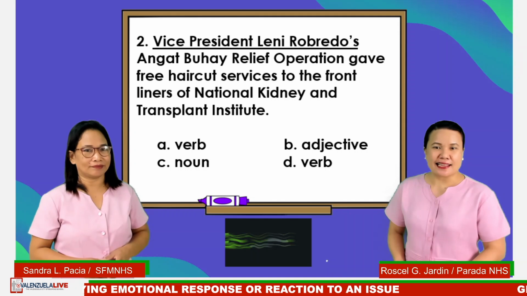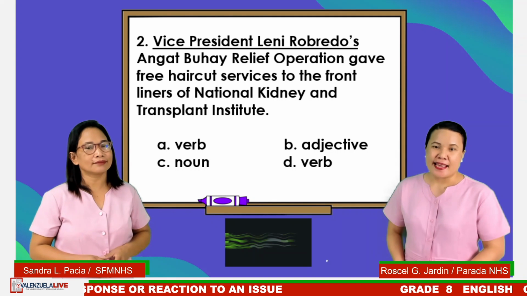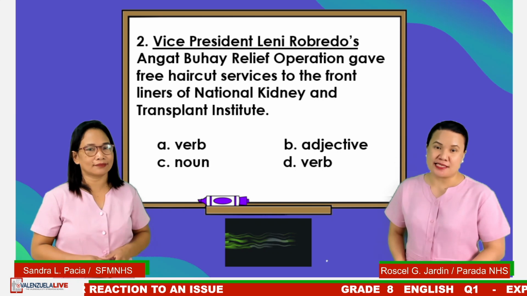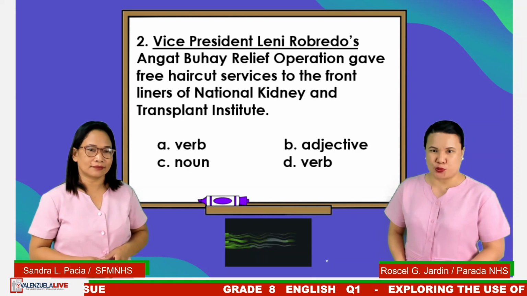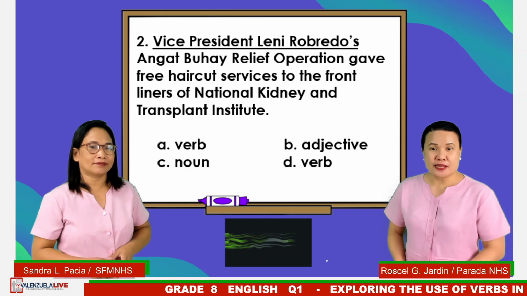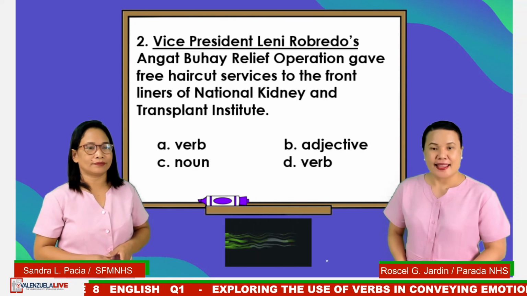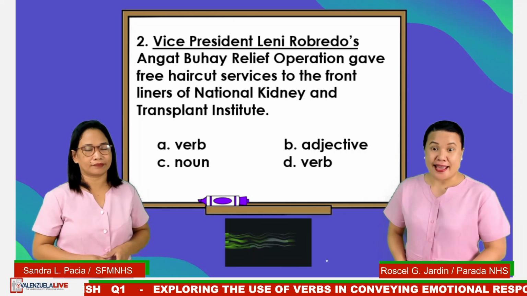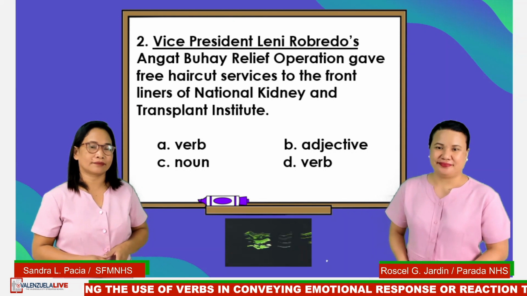Number 2. Vice President Leni Robredo's Angat Buhay Relief Operations gave free haircut services to the frontliners of National Kidney and Transplant Institute. Vice President Leni Robredo's is the underlined word. A. Verb. B. Adjective. C. Noun. D. Verb.